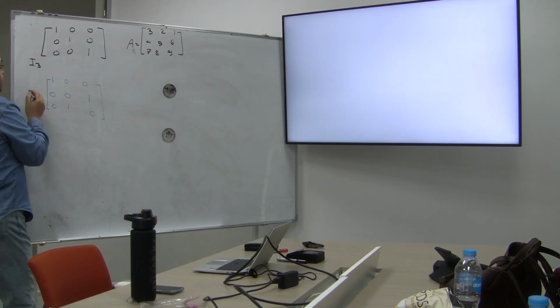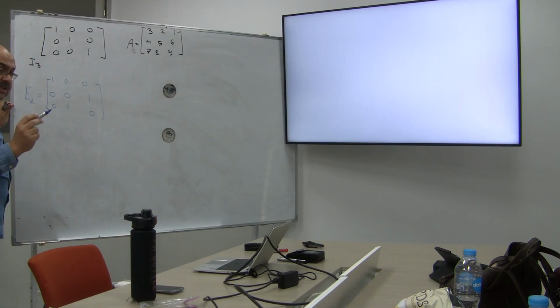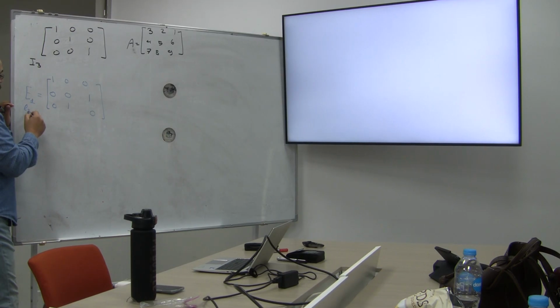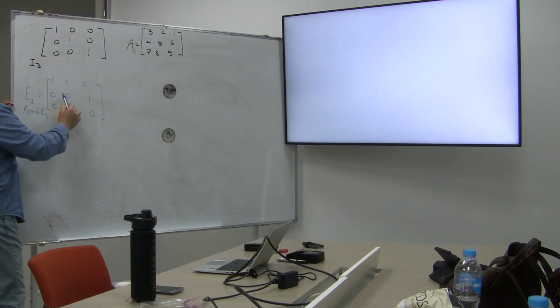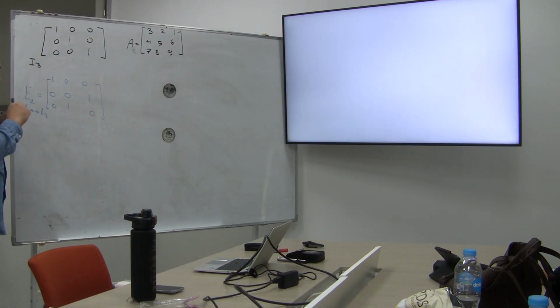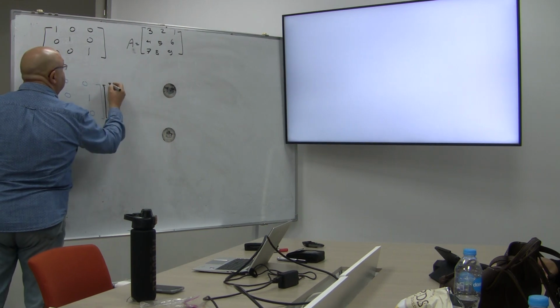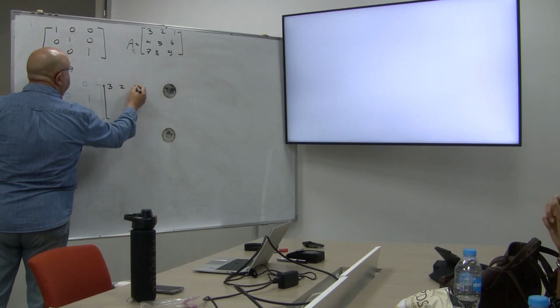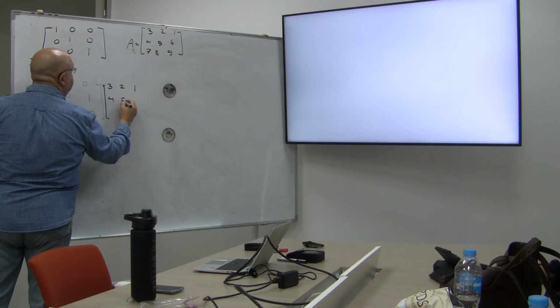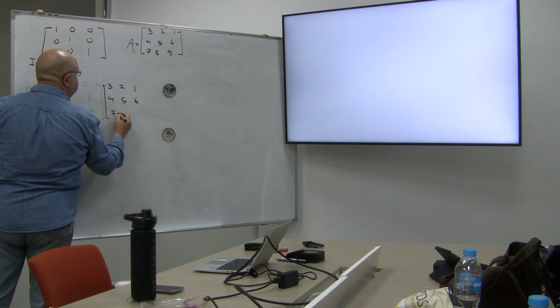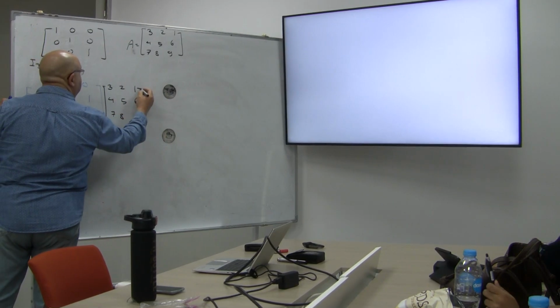What I did here is an elementary matrix E1, which is going to replace L2 in the position of L3. Okay, that's what I did. I've changed the second row instead of the third row. If I multiply this matrix by 3, 2, 1, 4, 5, 6, 7, 8, and 9, what's going to happen?